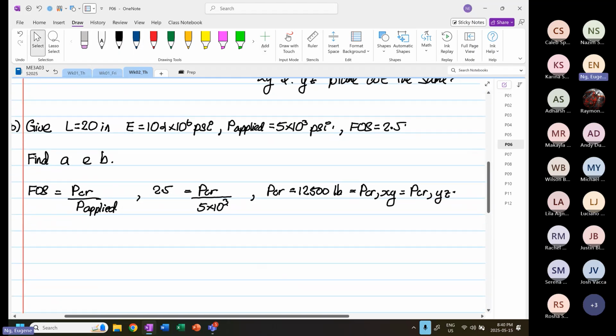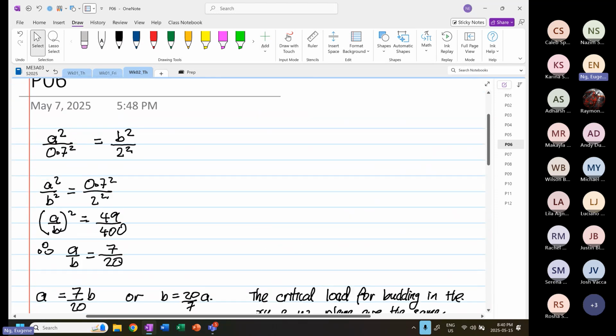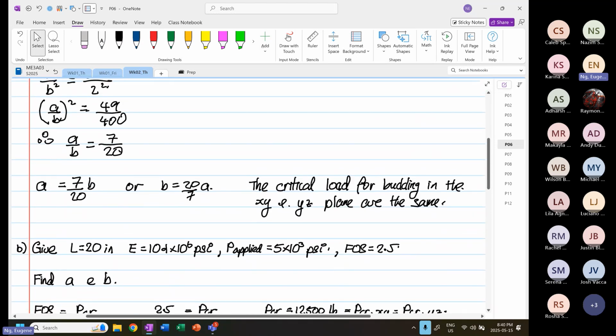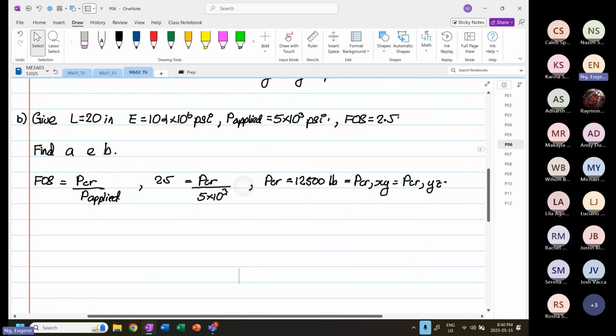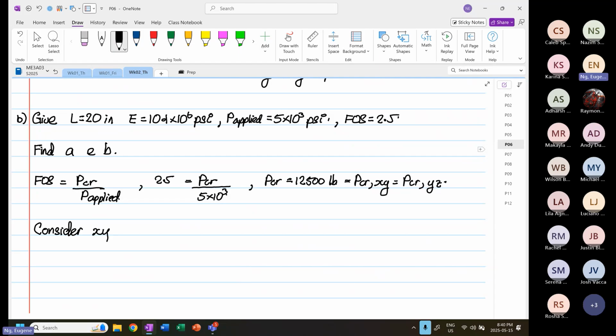I'm going to do both, to show you that both answers should be and have to be the same. So which plane do I develop first? I develop the XY plane first. So consider the XY plane.